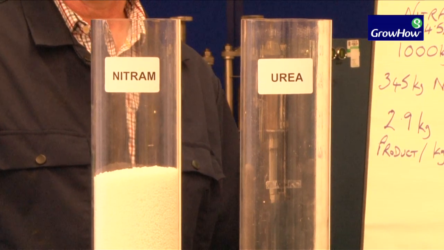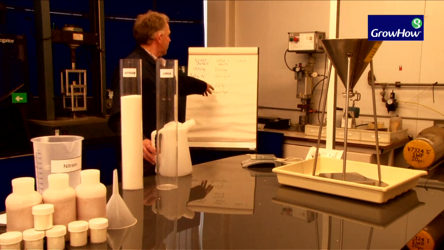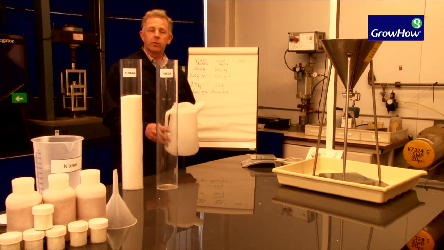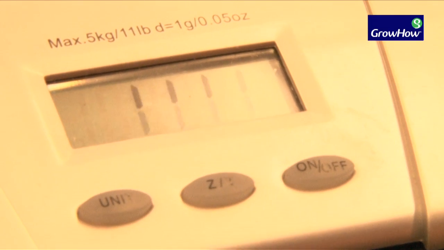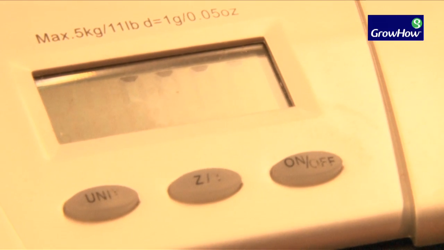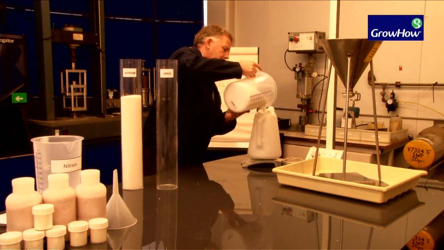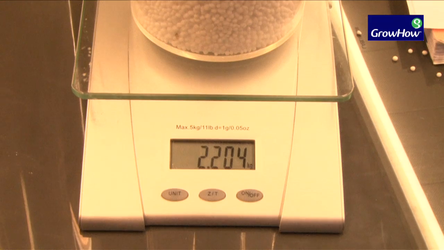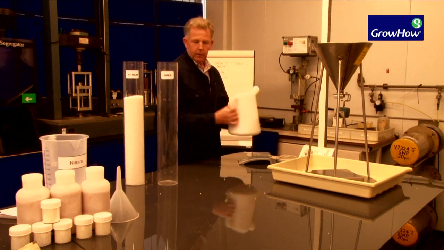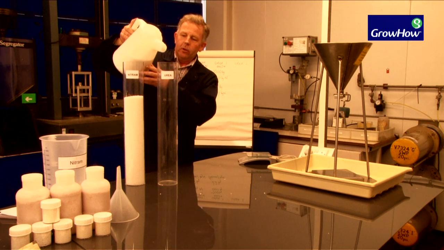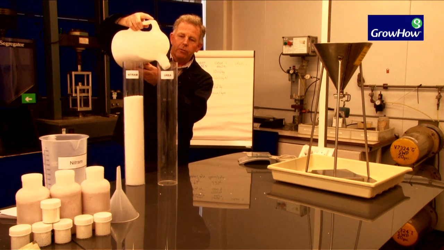Okay, so all I want to do now is to do the same procedure with urea, and here I'm looking for 2.2 kilograms of product, you remember, to get my 1 kilogram of nutrient N. So here's the container zeroed back again, and here I'm looking for 2.2 kilograms of product. So there I have my 2.2 kilograms of urea as product, and look at how big a volume the same kilogram of nutrient N takes with urea.